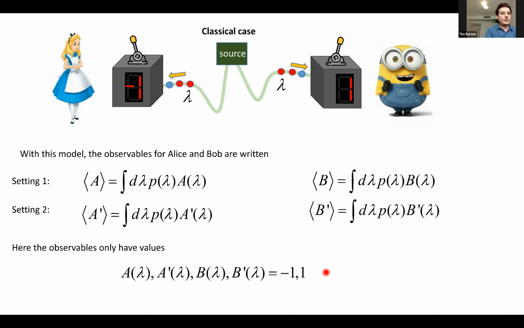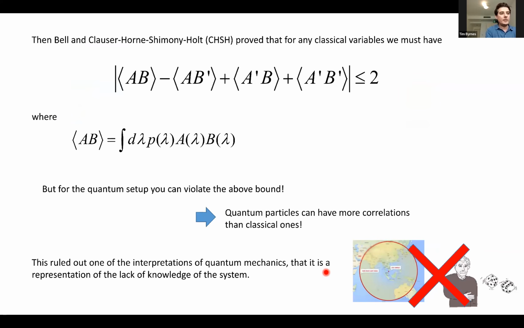Okay, so I think we're just about to come to the punchline, so I'll just tell you what the punchline is. The punchline is that using this very general argument, Bell, and then later improved by Clauser, Horne, Shimony, Holt, CHSH, these guys proved that under a very general probability distribution, it should always follow this kind of rule.